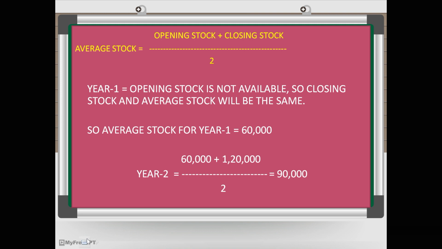સેકન્ડ યરનો ક્લોઝિંગ સ્ટોક એ તમને બેલેન્સ શીટમાં આપેલો છે, યર 2 એના કોલમમાં જુઓ, 1,20,000 છે. It is there. So 60,000 plus 1,20,000 divided by 2, and thereby average stock for the second year is 90,000. So we have all the components.